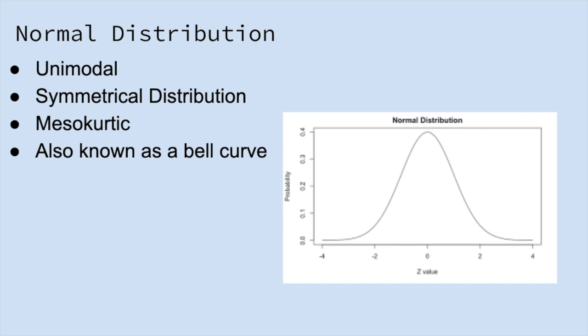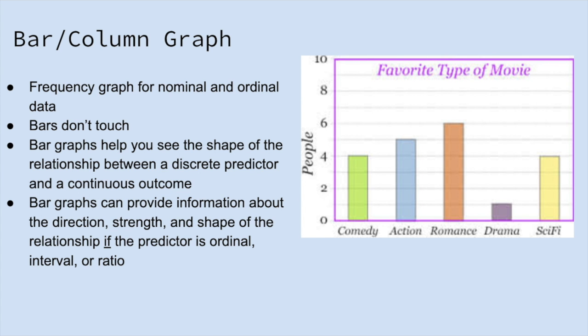The golden graph, as I like to refer to it, is the normal distribution curve. The normal distribution curve is also known as the bell curve, and it is unimodal, symmetric, and mesokurtic. Ideally, this is how we want our data to look. Okay, now that we have covered some basics, let's look at some graphs.